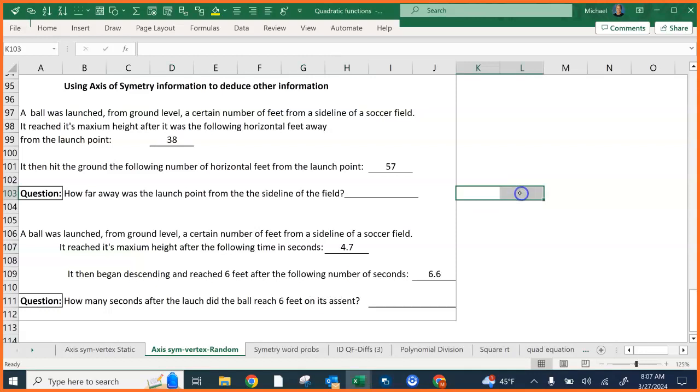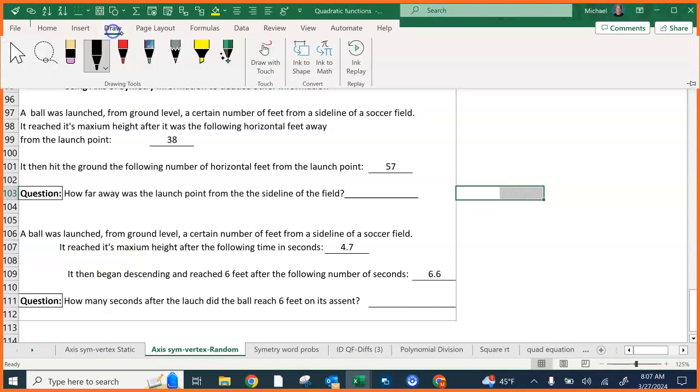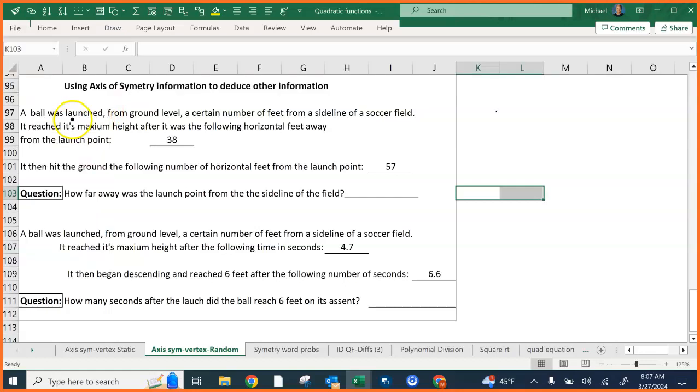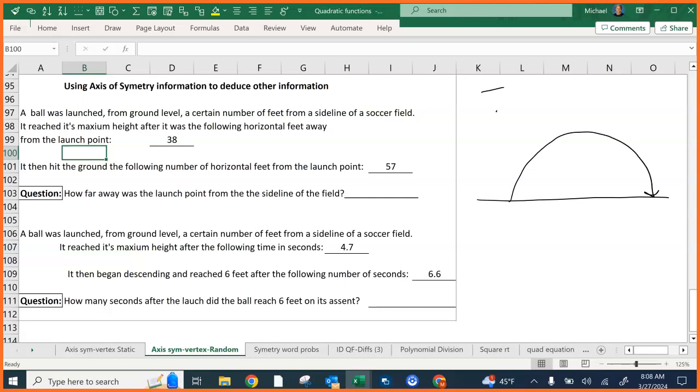Well, for one thing, where's my pen here? There we go. Okay, my thought would be you could draw a line and then say the ball is going to start at a certain point, right? And then it goes up and then it's going to come down, right? So what is the first thing saying? It reached a maximum height, which would be about right there.